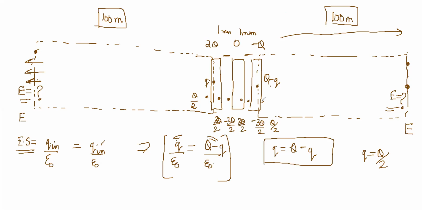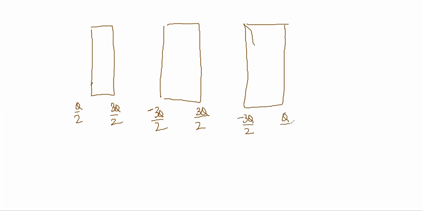If you know all the charges at each surface, then at any point you can find the field. Suppose I knew that this was Q by 2 and this was 3Q by 2 and this was minus 3Q by 2 and this was 3Q by 2 and this was minus 3Q by 2 and this was Q by 2, right? Then find the field at this point. How will you find the field here? It is not a far off point, it's a nearby point. Let's label the plates A, B, C, D, E, F, right?